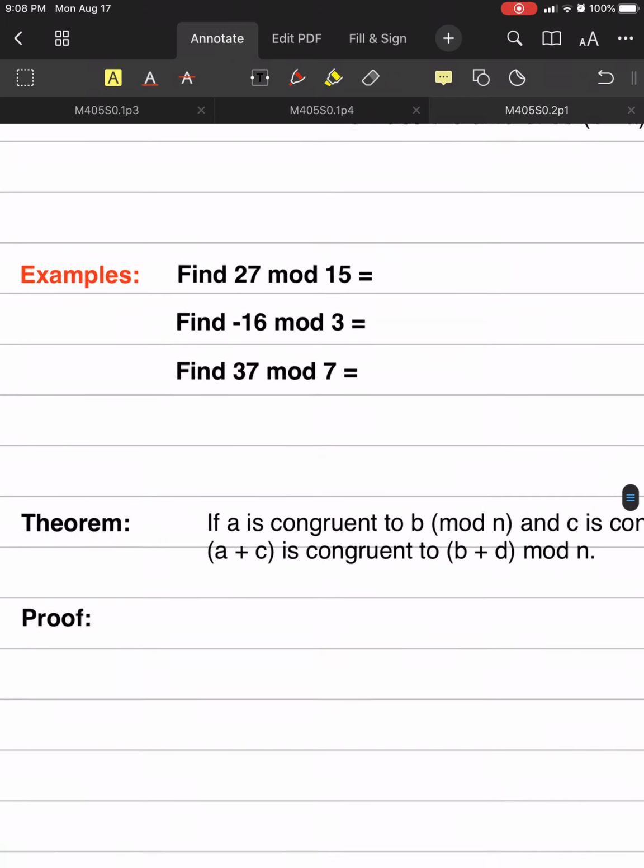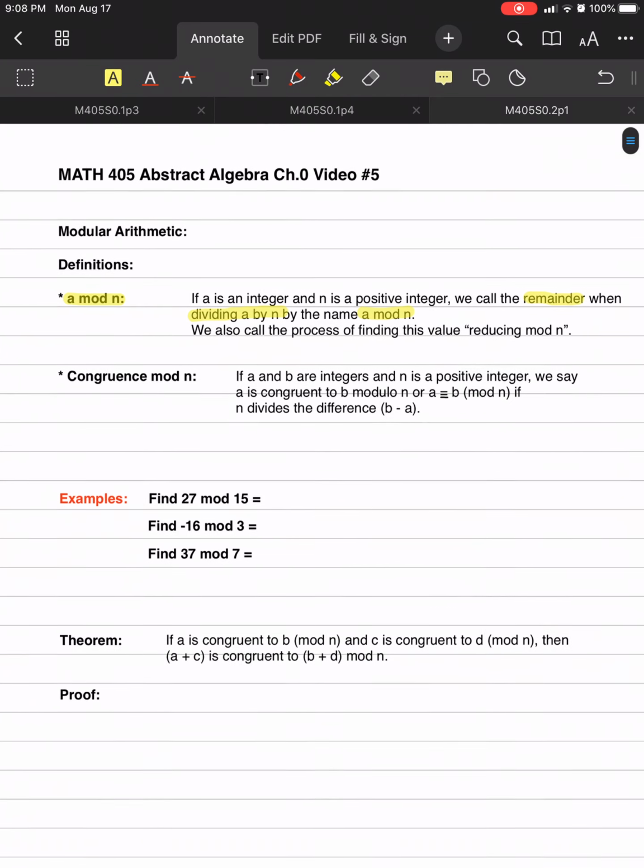I've got these examples down here. I'll leave the whole screen up for just a little bit. What I want you to do is find 27 mod 15, negative 16 mod 3, and 37 mod 7. So you're looking for the remainders when you divide A by n. The second one might be a little bit tricky, but we do have a way to get through that. Really all you have to do is use the division algorithm, but if you have trouble with that, I'll explain. In any event, pause the video and work through those, and when you come back, we'll go through them.